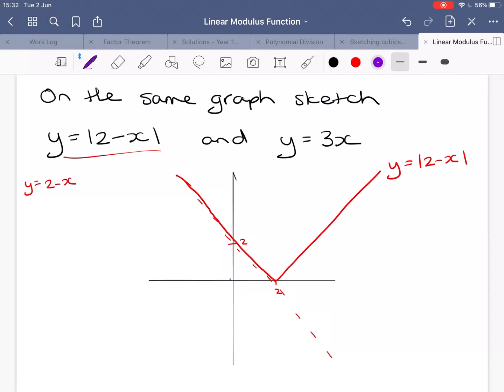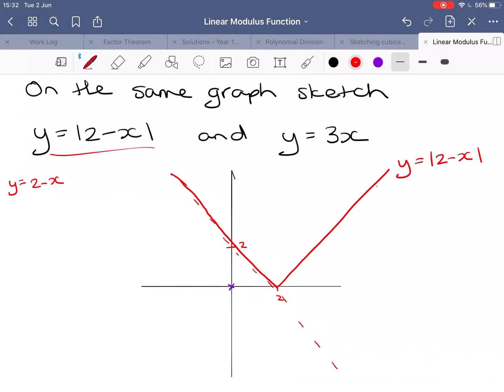Now that's going to cross at the x-axis, at the origin, because when x equals 0, y equals 0. And the only thing I've got to consider is, is it going to be steeper or shallower than the line I've already drawn? And because this line has got a gradient of minus 1, y equals 3x has got a gradient of 3, so it's going to be a steeper line. So I'll just want to draw it in a steeper way. It doesn't matter about the scale, it just has to be steeper.